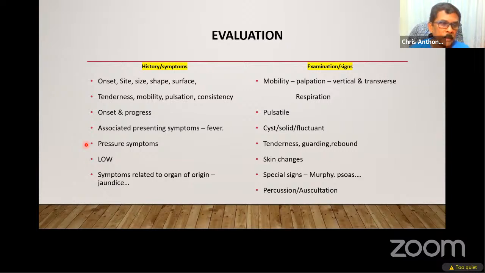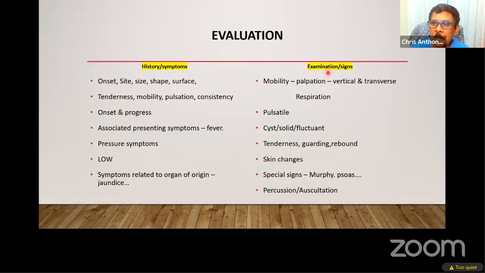Then loss of weight. I think it's a very significant symptom. It's easily obtained, and it is an indicator of chronicity and also malignancy. And symptoms related to the organ of origin. So whichever organ you suspect: if the lump is in the loin region, right or left lumbar region, and you're thinking of a kidney mass, then you think of hematuria. If the lump is in the epigastric region, you're thinking of a stomach lesion. Is there any vomiting? Is there any hematemesis? These are very important. So symptoms related to the organ of origin are very important.